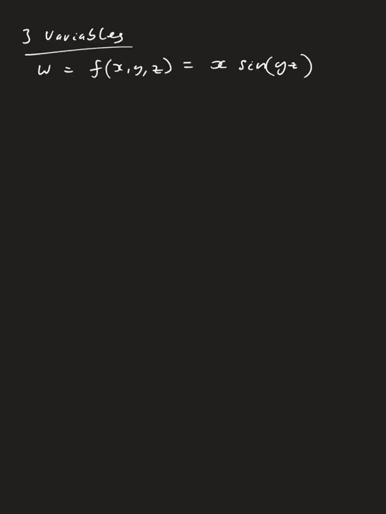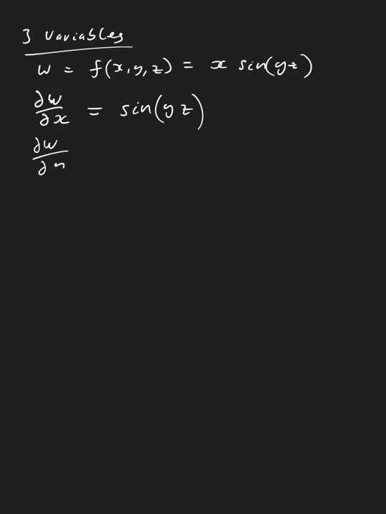Here's an example with 3 variables. Let's say that w is a function of x, y and z, and it's given by x times the sine of y times z. So let's look at the partial derivatives we can get. We can get del w del x. Here we treat x as our variable and differentiate with respect to x, treating y and z as constants. Since we have x times a thing that now just has constants in it, we just get back that thing. So del w del x is sine of y times z.